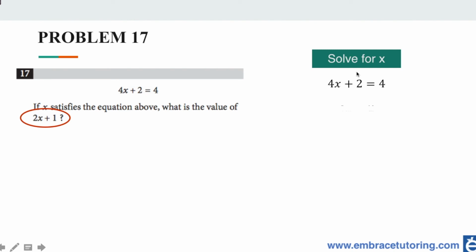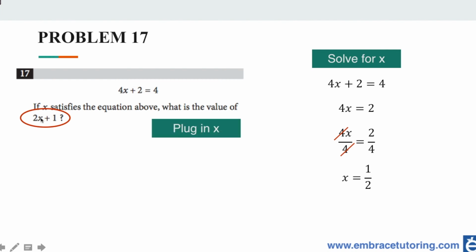So 4x plus 2 equals 4, and then 4x equals 2, by subtracting 2 on both sides. Then I get 4x divided by 4 equals 2 divided by 4. Simplify this, and I will get x equals 1/2. Now I want to plug this into the 2x plus 1. And I will get 2 times x, which is 1/2, so 2 times 1/2 plus 1. These will simplify. My 2 times my 1/2, the 2's will cancel, and this will become 1. So my overall answer is just 2. So 17 is going to be 2.